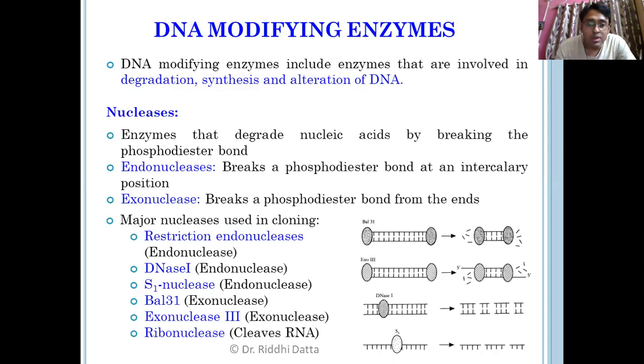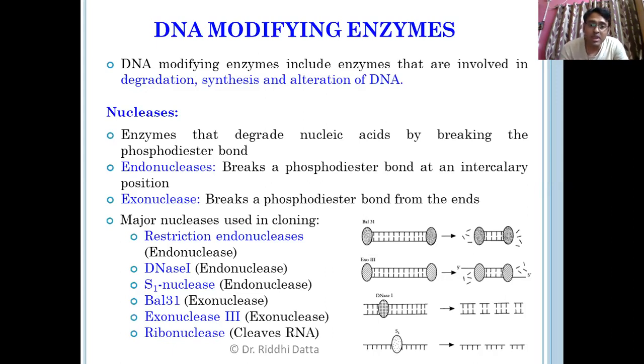Now, the exonuclease activity is mainly driven by BAL31, and this BAL31 cleaves the DNA from both ends, the 5' end as well as the 3' end. So with the help of the exonuclease, mainly BAL31, we can make a blunt-end product.